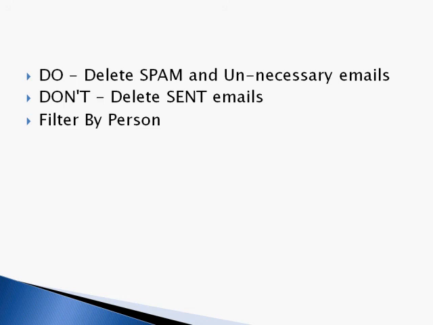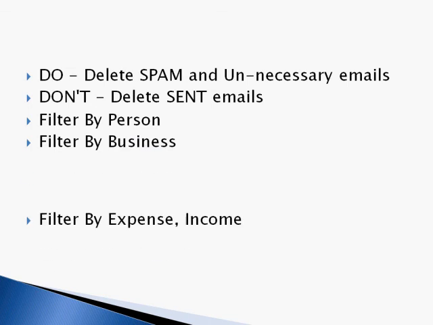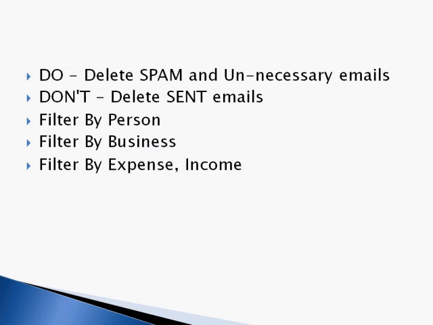Filter by business, filter by expense and income. I actually filter and create labels for my expenses for 2009, 2010, 2011, and filter by income, because guess what? When you're doing your taxes in the future, you're going to need to find which ones are expenses and which ones are income and net profit and so forth. So by filtering and categorizing, you will be able to do that at a fast pace.